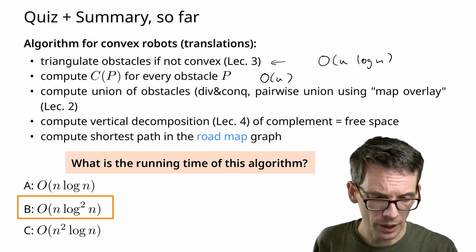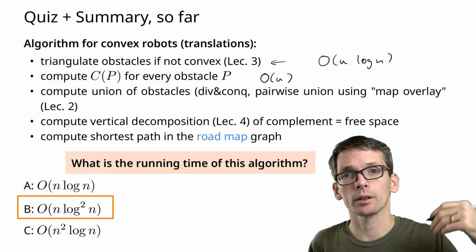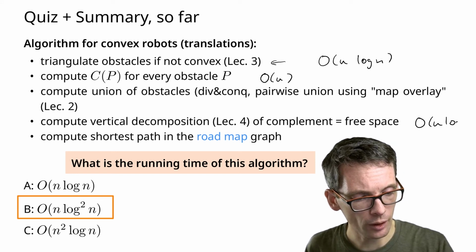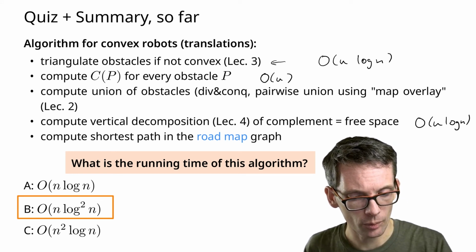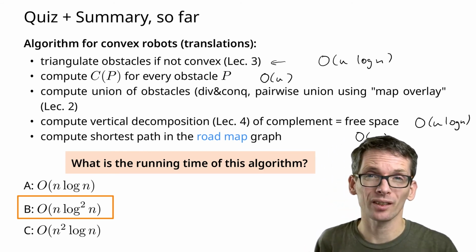Now let's skip the next step for a moment. The vertical decomposition, because we have the union of pseudo-discs, it has linear size, and then computing the vertical decomposition will take expected n log n time, and then computing the shortest path in the roadmap will take linear time. So the interesting part is computing the union.